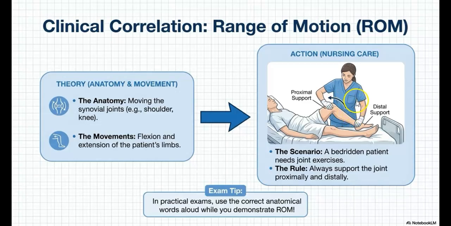So range of motion means, what is range of motion? It means moving a joint through its normal movement. Okay, for example, the shoulder can move, the elbow can bend and straighten. The knee can also bend, right? And it can also straighten. So this movement helps keep the joints flexible.